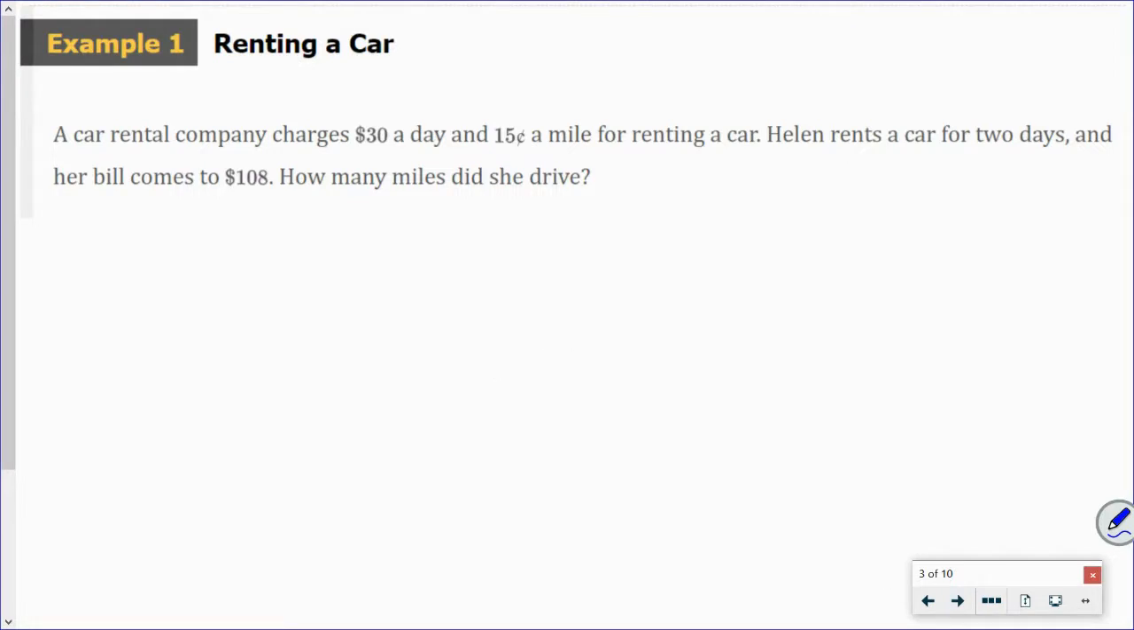A rental car company charges $30 a day and 15 cents a mile for renting a car. Helen rents a car for 2 days and her bill comes to $108. How many miles did she drive the car? Okay, well, we're going to set up an equation. So the rental company charges $30 a day. Well, she rented the car for 2 days, so that's $60 plus 15 cents a mile. So that's 0.15x equals 108.